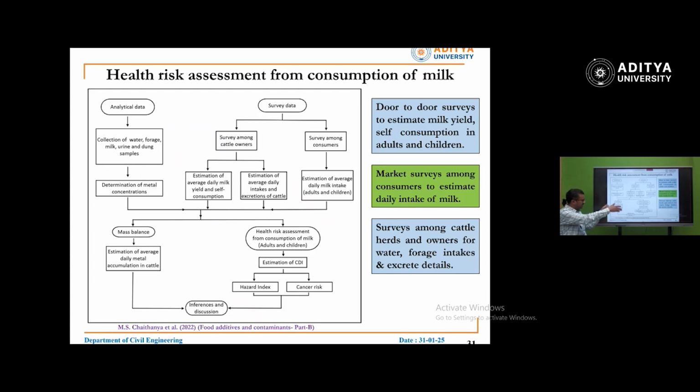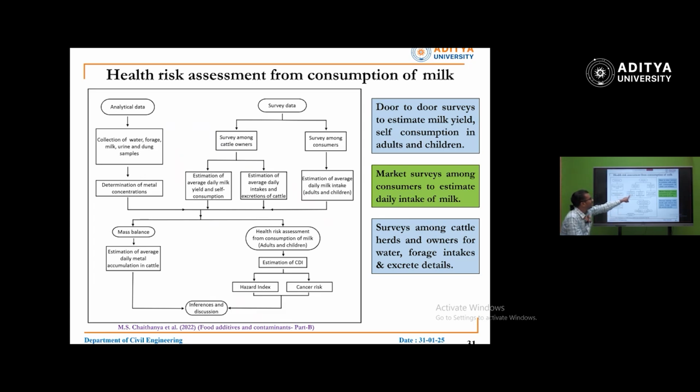Then this is the structure we have made extensively for identifying the risk to humans from the consumption of milk from the cattle. There are two parts. The first one is from the surveys and the second one is from the analytical data, that means from the samples which we have collected. We did an extensive survey among the owners of the cattle and the consumers. Consumers are the ones who are consuming that contaminated milk from the study area.